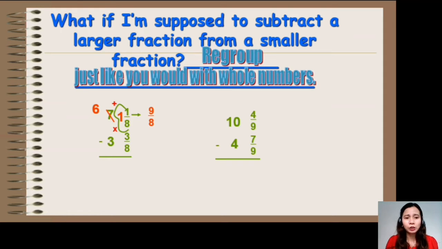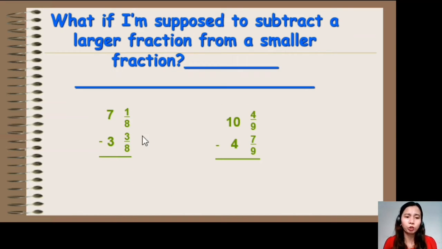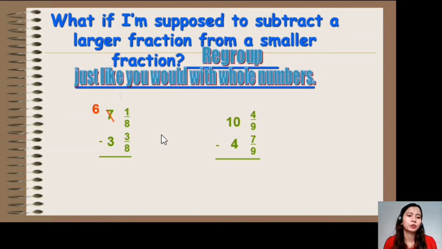Bakit kailangan manghiram ng whole number dito? Because we cannot subtract the numerator of this from our denominator, because 1 is less than 3. So we must borrow, and add it to the numerator. So 9 over 8 minus 3 over 8. 9 minus 3 is 6. Then copy the denominator. Then 6 minus 3 is 3.